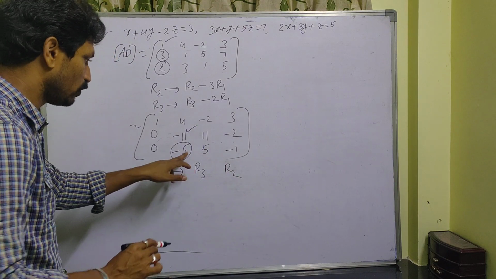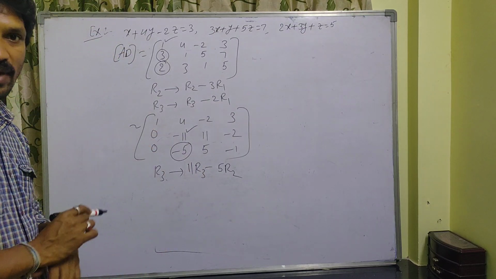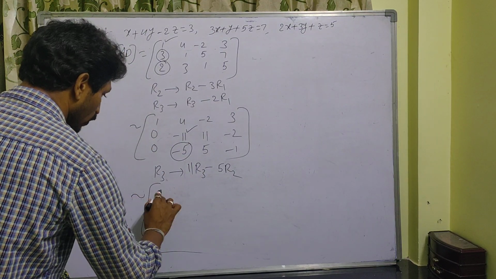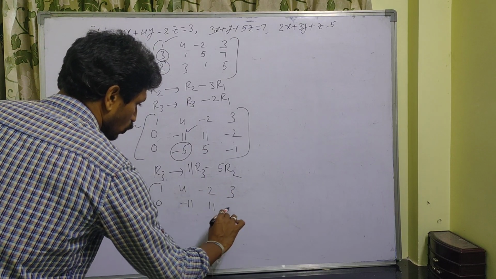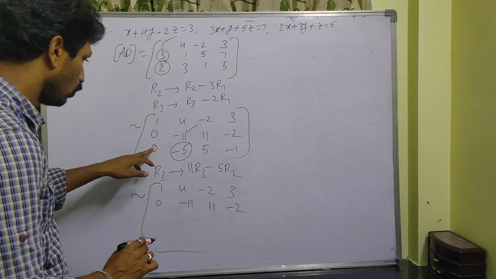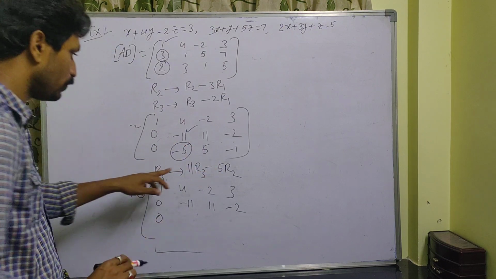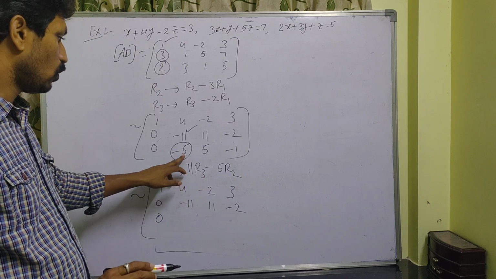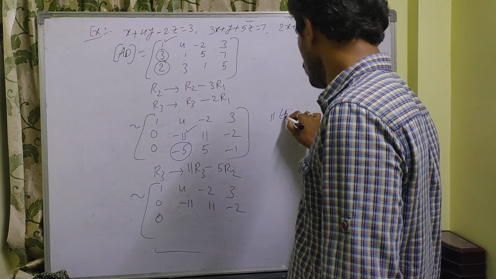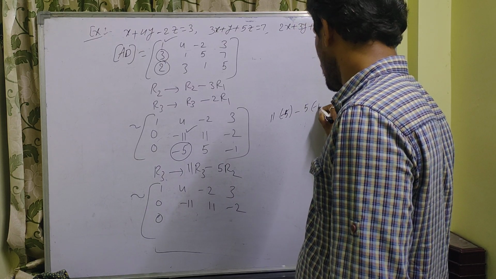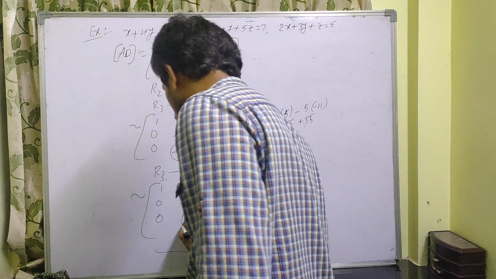So multiply R3 by 11 and R2 by 5. Both have the same sign, so keep minus. So now simplify. First row write as it is, second row write as it is, because these two rows are not going to change. Now third row: 11 into 0 minus 5 into 0 becomes 0. 11 into minus 5, minus 5 into minus 11. So this is minus 55, this is plus 55. So this makes 0.